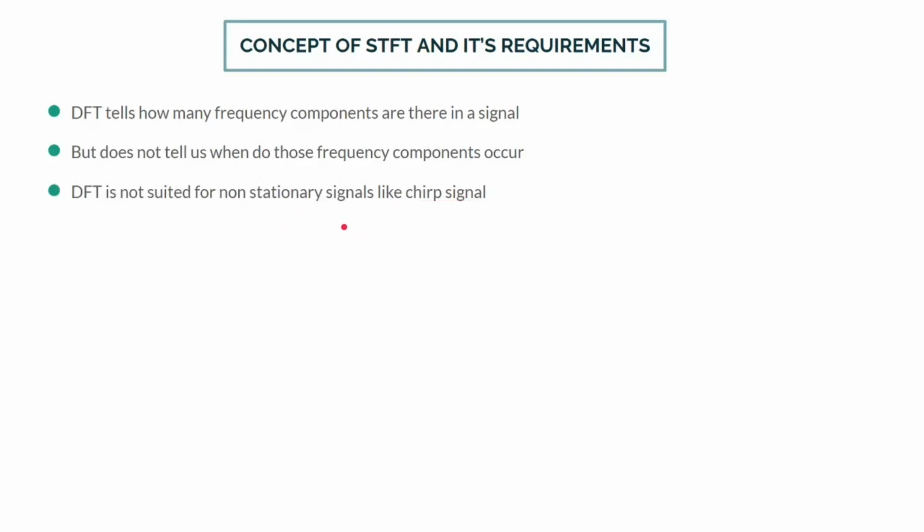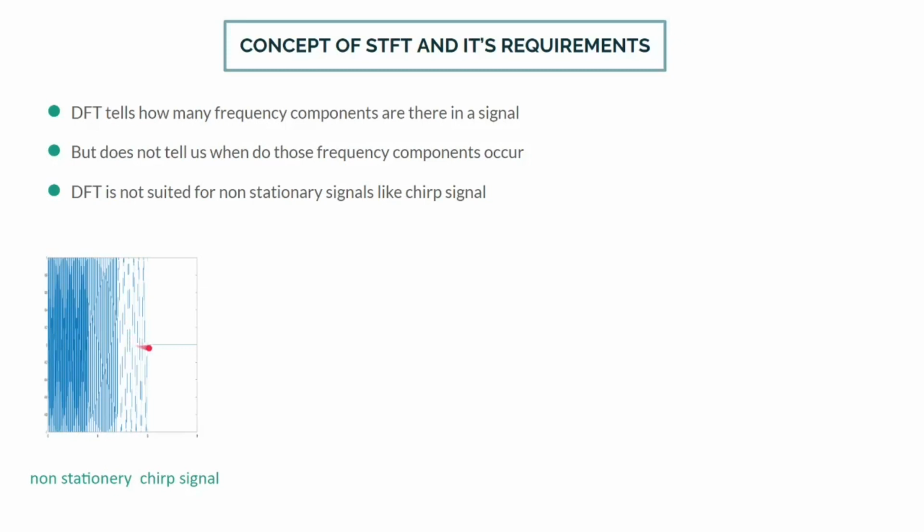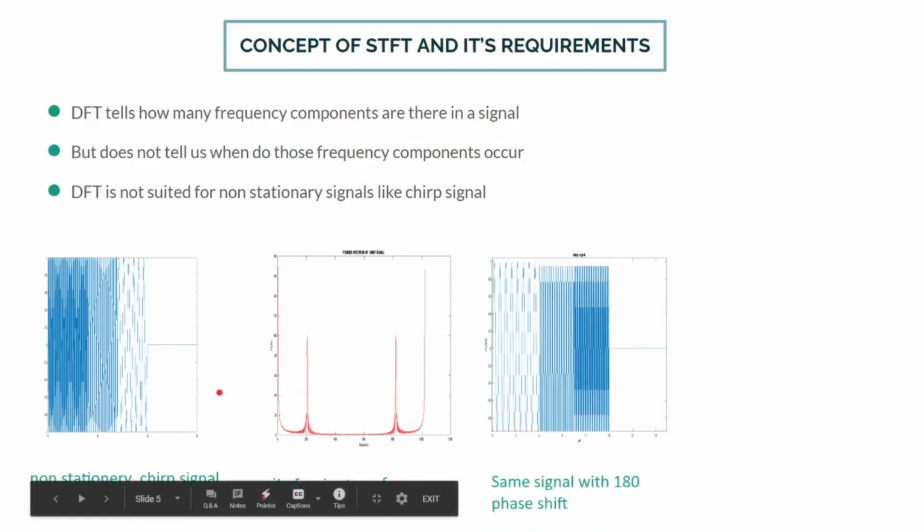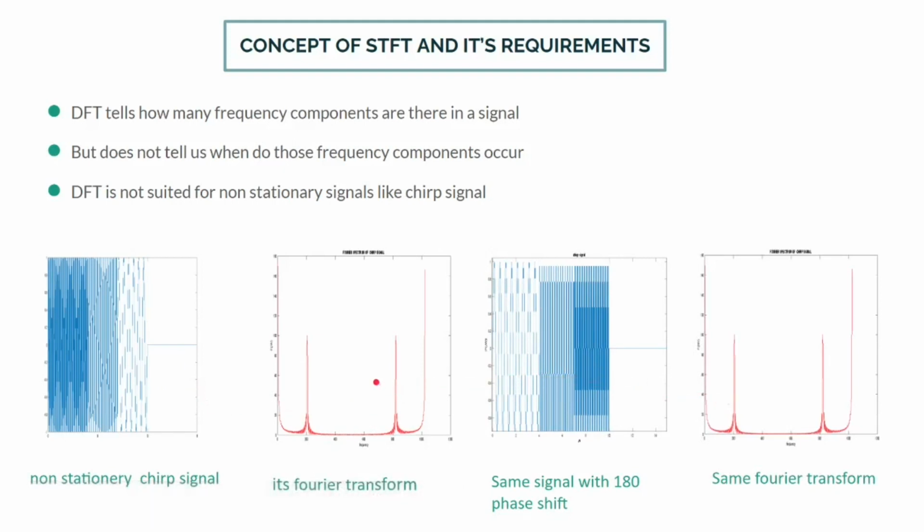To understand this, let us take a chirp signal. When we draw the DFT of this signal, we get something like this. We give a 180-degree phase shift to this signal and the DFT is the same here. But we know that these two signals sound totally opposite.